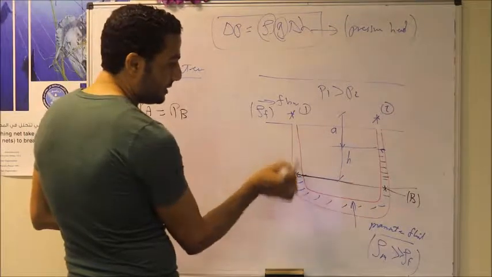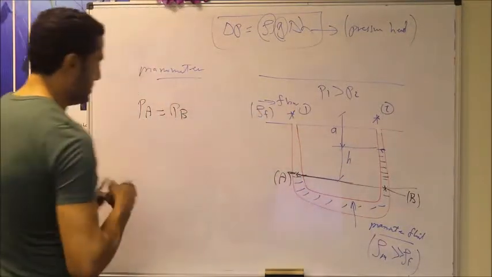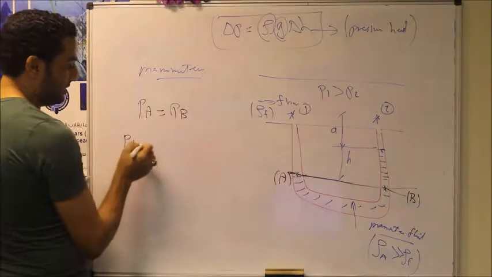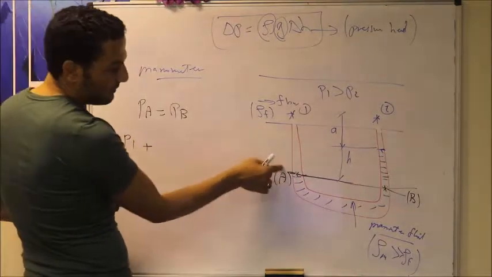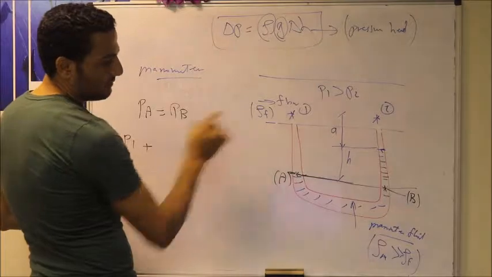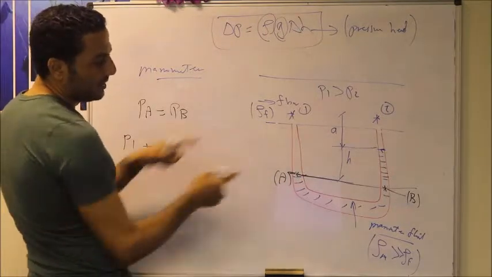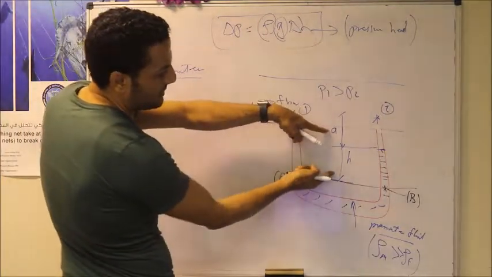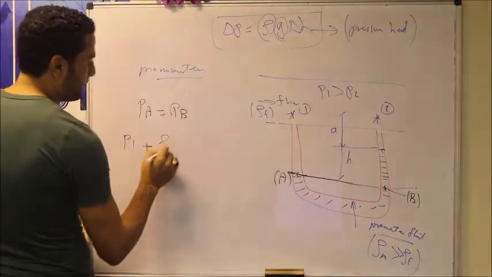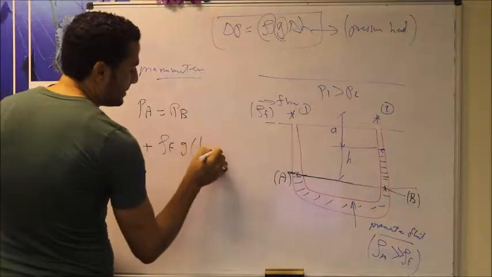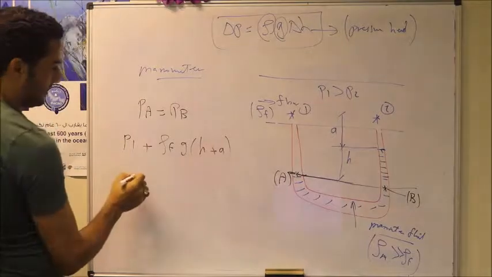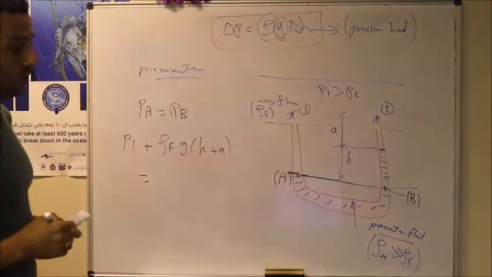So the pressure at point A will equal the pressure at the top, which is P1, the pressure at point 1, plus the weight of the fluid. The fluid here is the flowing fluid with density rho fluid. But what is the height? The height is a plus h. So in this case, rho fluid multiplied by g multiplied by height, which is h plus a. This should equal the pressure at point B.